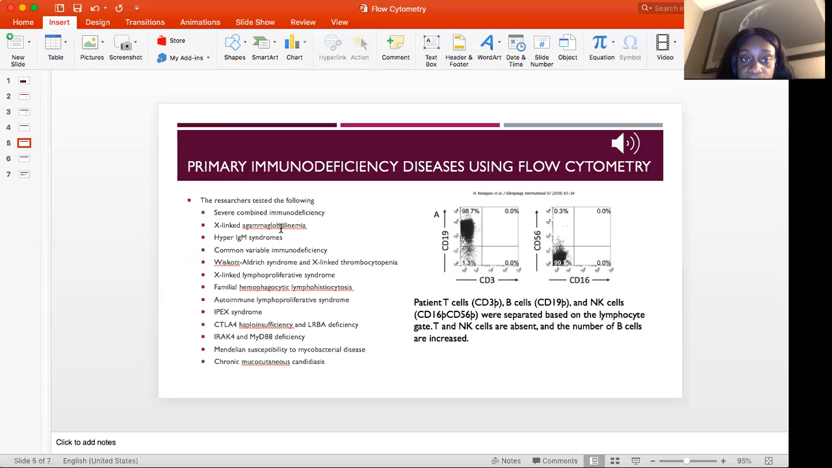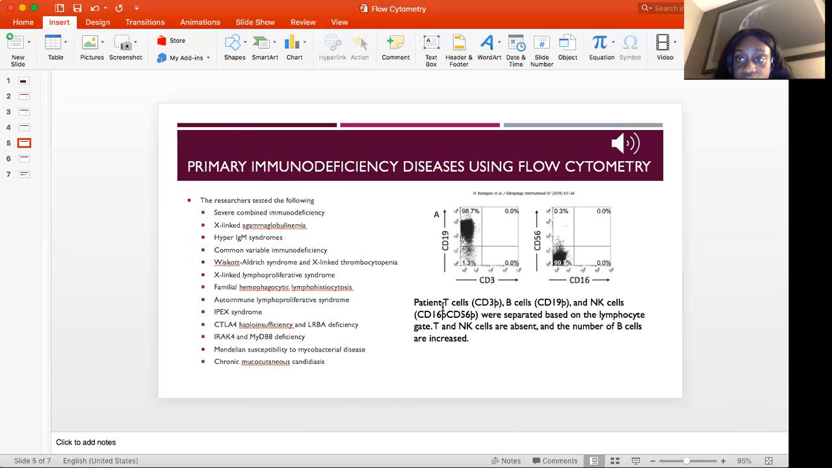These are the diseases that the researchers tested, and they wanted to see if flow cytometry can be done with patients who cannot really afford great health care. These are the diseases the researchers looked into, and this is an example of the results.